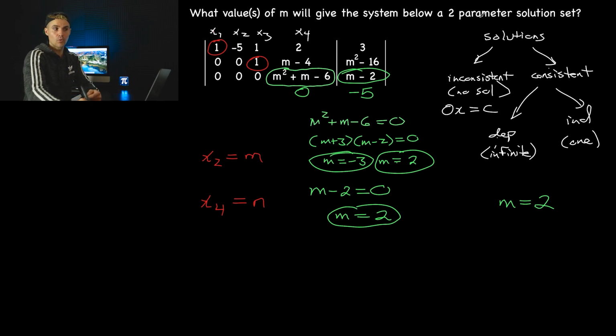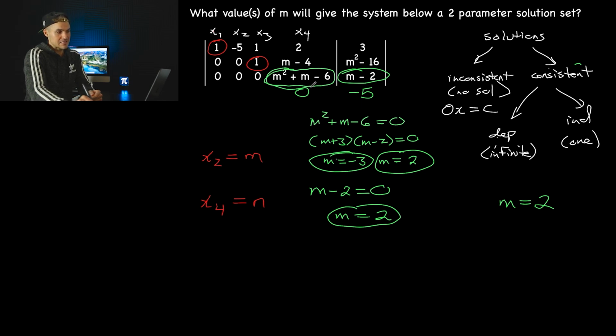And so then it won't have a two-parameter solution set anymore because it doesn't even have a chance to be consistent, right? We want it to have an infinite amount of solutions, consistent and dependent. Well, it can't even be consistent because when you have 0x equals some kind of constant other than 0, then you know the whole system is inconsistent. It wouldn't have any solutions, right? So this m value of -3 is not going to work.